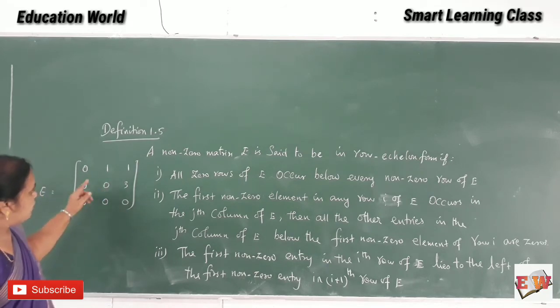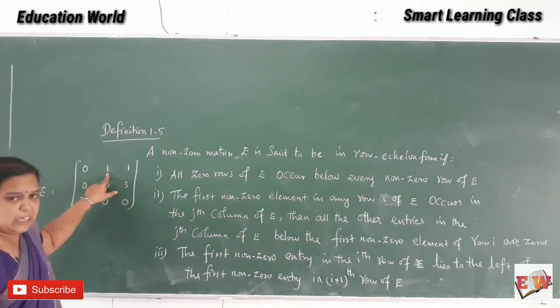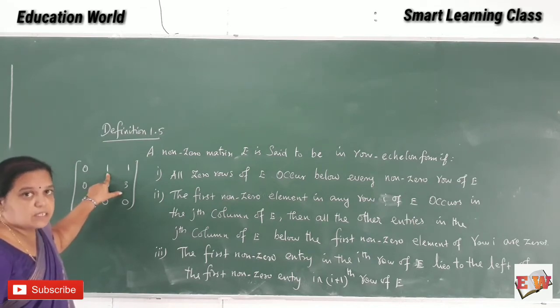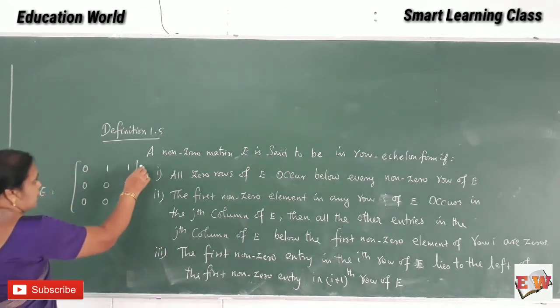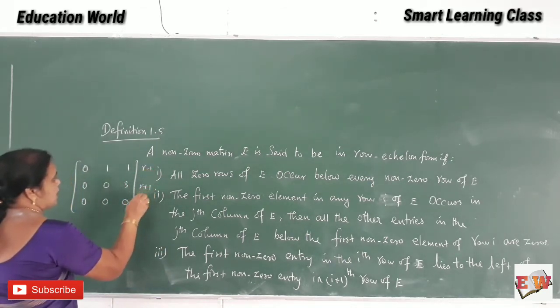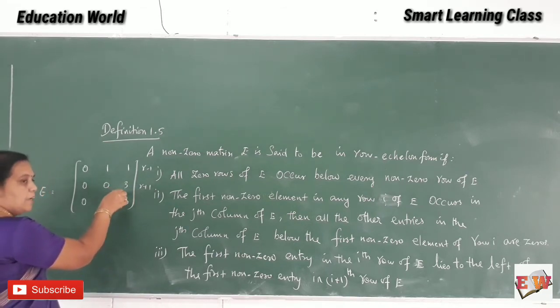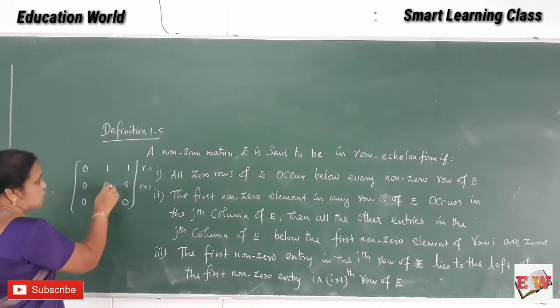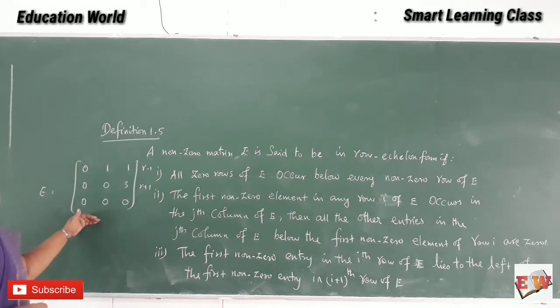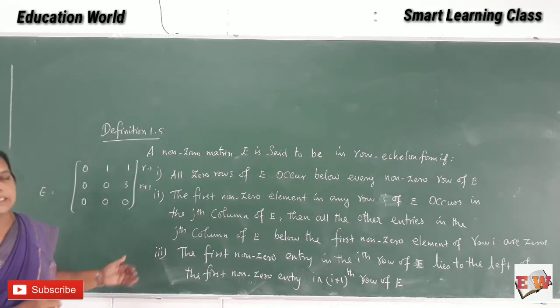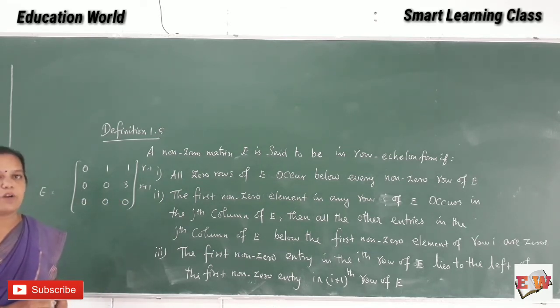This is the zero. The first non-zero element of the row is 1. It lies to the left of the (i plus 1)th row. This is R1, and this is R plus 1, meaning the second row. The first non-zero entry of the first row lies to the left of the first non-zero entry in the (i plus 1)th row of E. Okay. Suppose the given matrix should be in row echelon form, it has to satisfy these conditions. Only then can we say the given matrix is in echelon form.